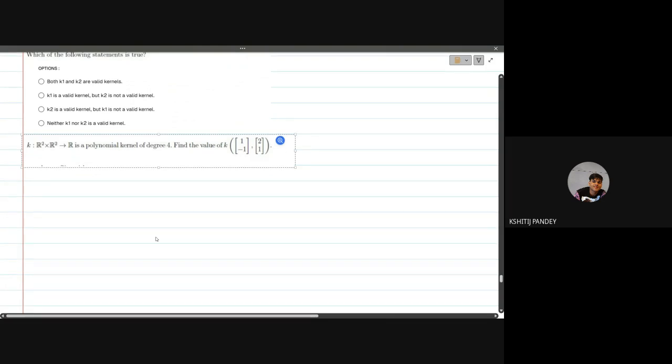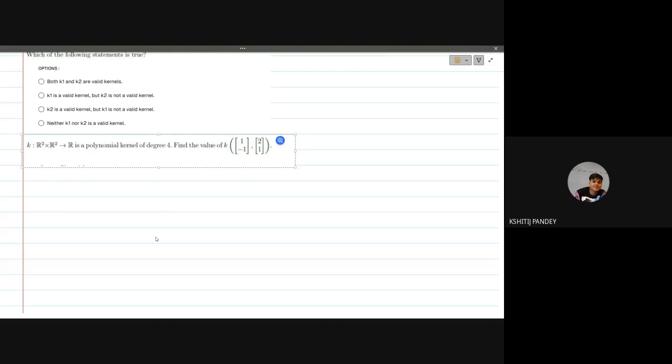In this question, the kernel K is from R2 to R. That's always the case: from RD you move to R. And we are given a polynomial kernel of degree 4, and vectors, and we have to apply the kernel function on them. So here they are directly saying that you are using a polynomial kernel of degree 4.